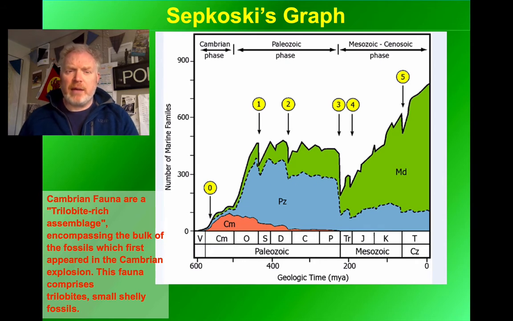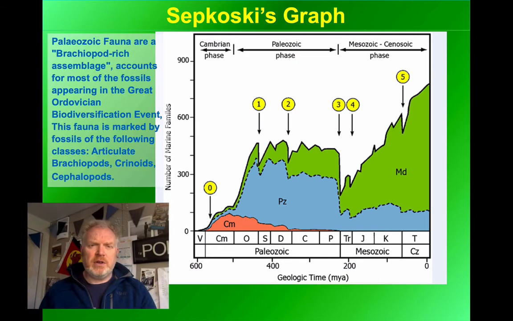Firstly, what he called the Cambrian fauna, dominated by the trilobites, and these were the small shelly fossils that evolved very rapidly during the Cambrian explosion. Most of these animals were sort of bottom dwellers on the sea floor. You can see the Cambrian fauna evolved rapidly through the Cambrian, but then started to be outcompeted and had really disappeared by the end of the Permian. Although by the end of the Devonian, they were very, very insignificant.